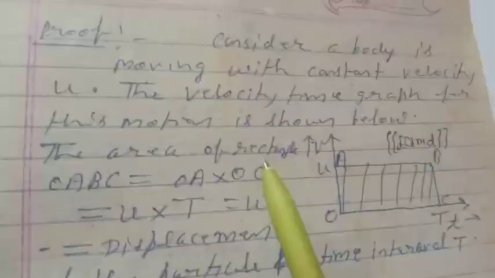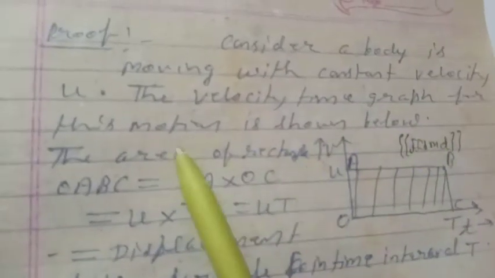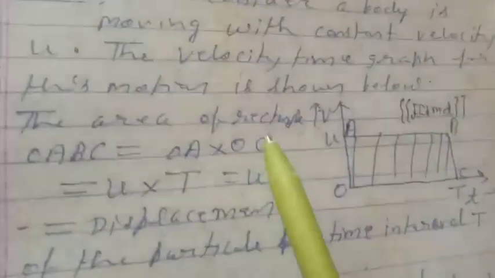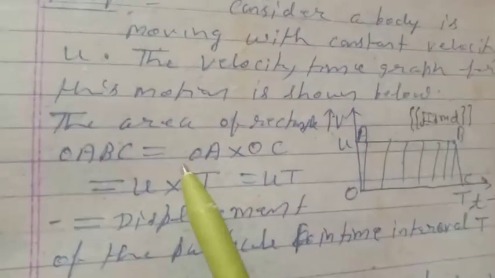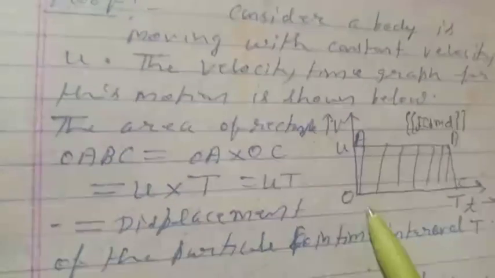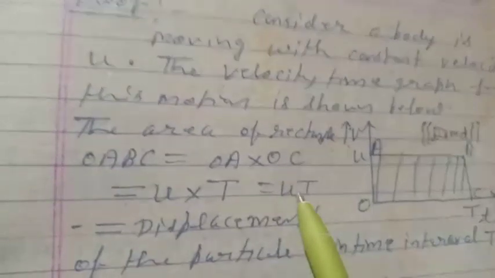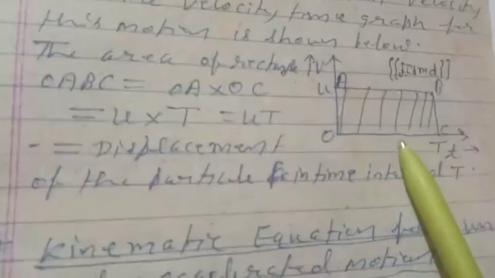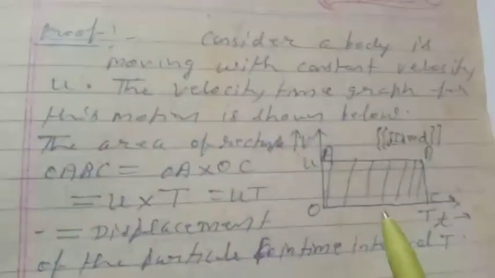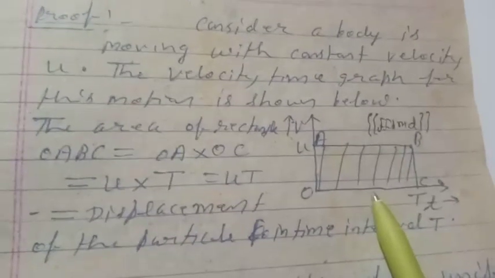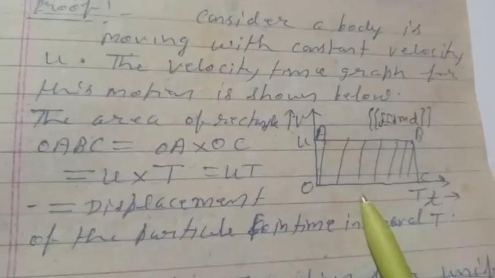The area of the velocity time graph for this motion is shown below. The area of rectangle OABC equals OA into OC, where OA represents u and OC represents time interval t. So u into t, that is velocity into time, represents displacement. So it is equal to the displacement of the particle in time interval t. So in a velocity time graph, the area under the curve represents displacement in a given time interval.